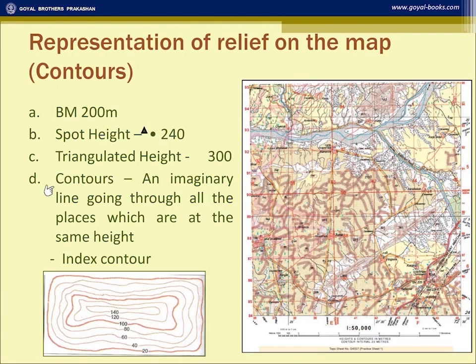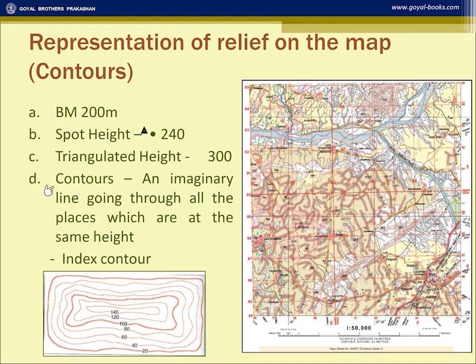And as I told you, the contour is an imaginary line going through all the places which are at the same height or elevation. Now, whenever they ask you, what is that brown line within that grid reference, you have to define the contour. You just don't say it is a brown line. You have to say it is a contour and the definition of the contour must be stated.